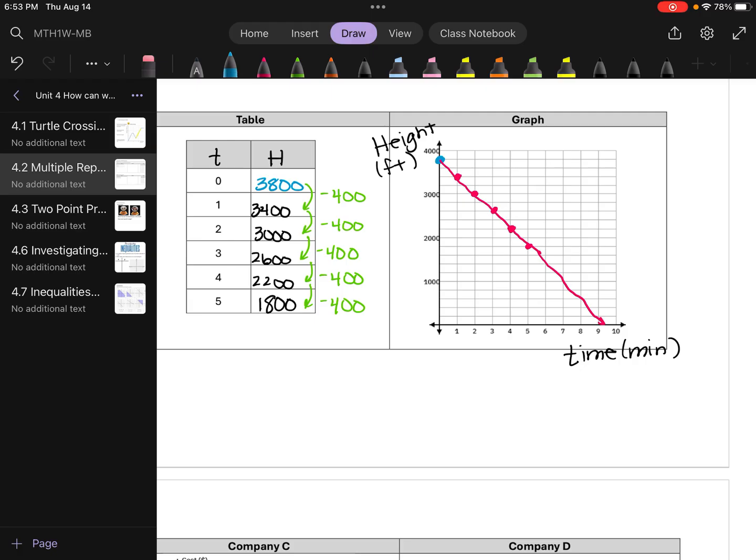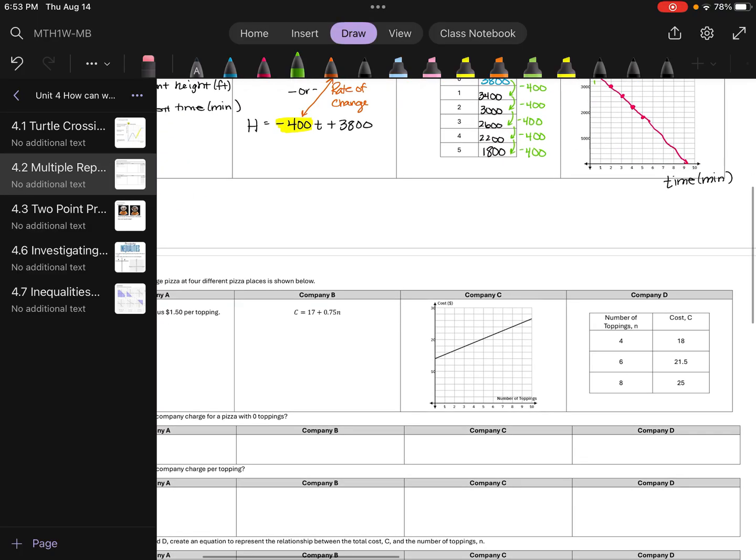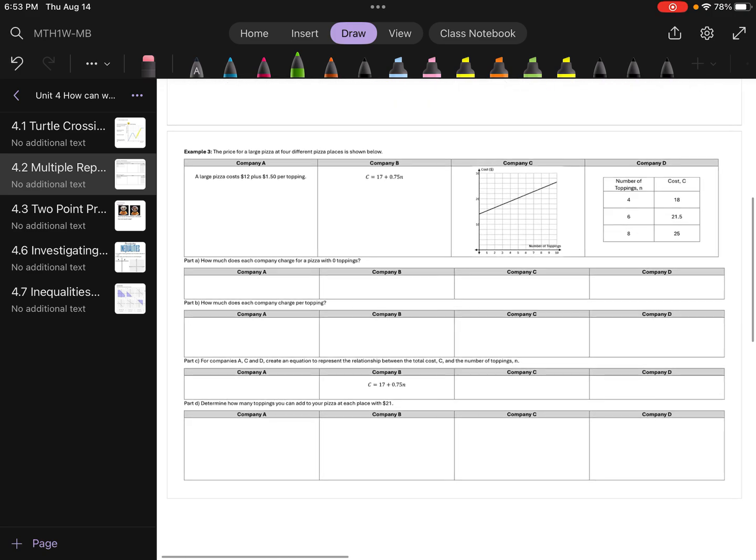Things that you'll notice, your initial value is at 3,800. So remember that that initial value is also known as the y-intercept. And you're going to go down 400 every time you go over 1. And then we're going to try all the different representations. So what I want you to do is try to get through as much of this sheet as you can. I'm going to do part A, part B, part C, like for all the different examples. And then just so that you can take it up.